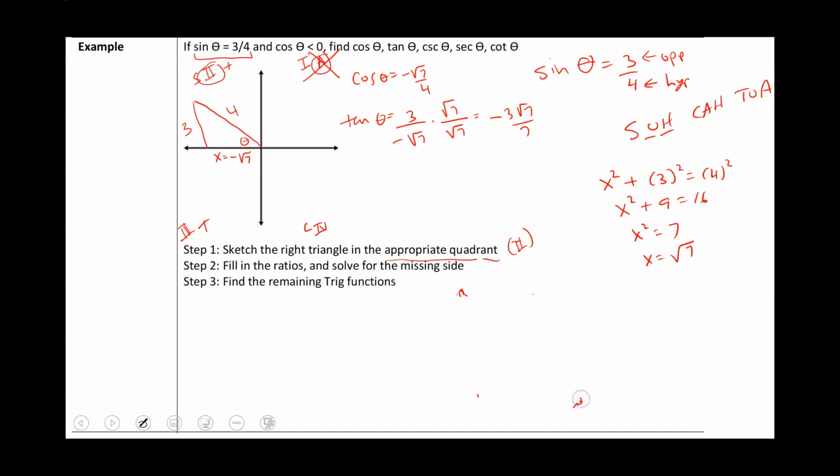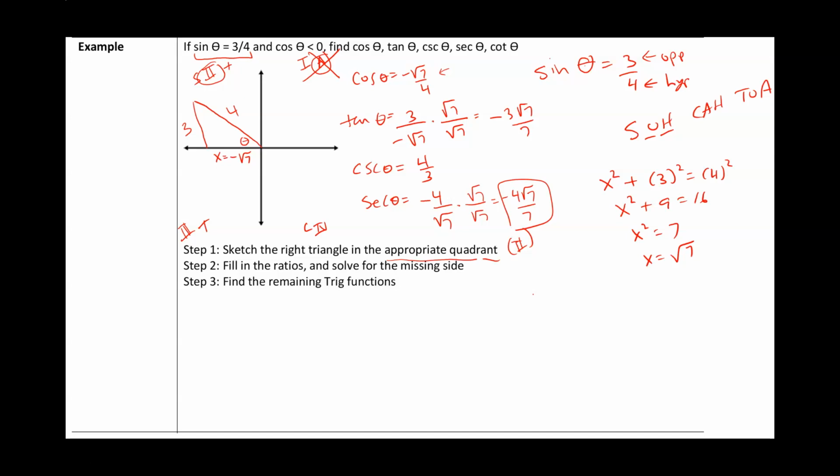And then it says find the cosecant. So cosecant of theta is the reciprocal of sine. If sine is 3/4, then the cosecant is the reciprocal, which is 4/3. Then it says find the secant of theta. Now remember, when you take a reciprocal, never take the final answer, take the unsimplified form. So for cosine, we have negative radical 7 over 4. If you flip that, it's going to be negative 4 over radical 7. And we need to rationalize this, so we multiply both the numerator and denominator by radical 7, and that's going to be negative 4 radical 7 over 7.